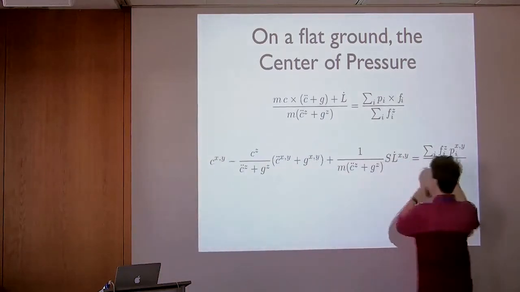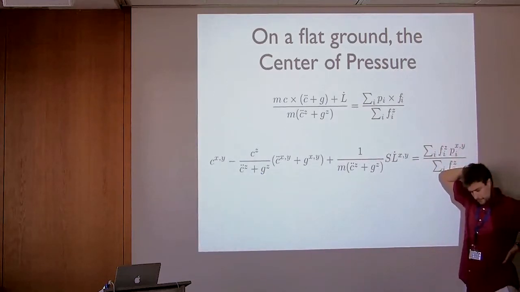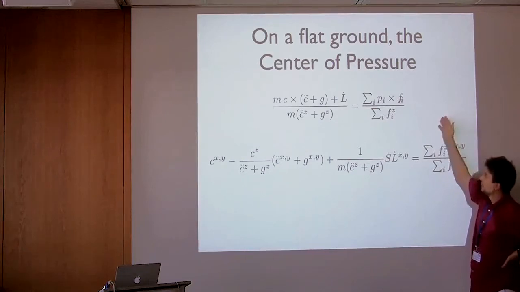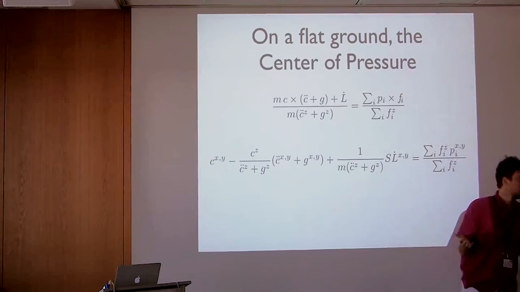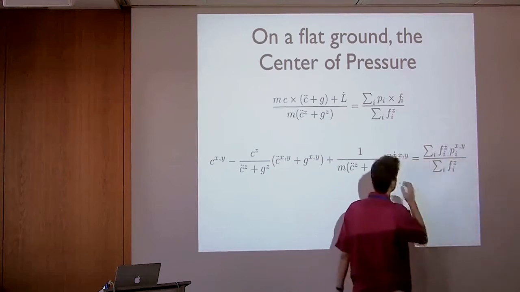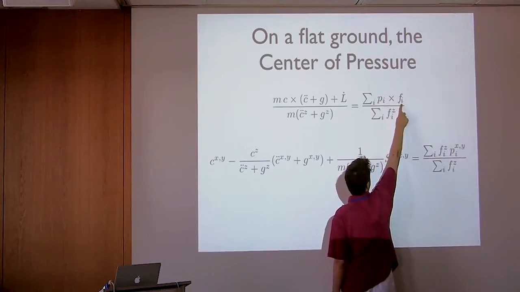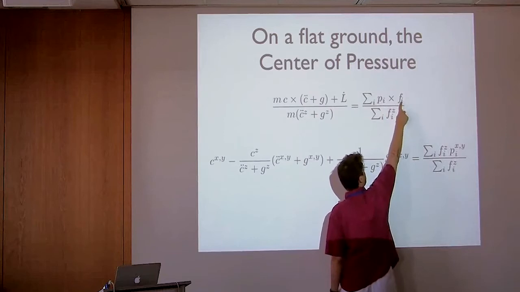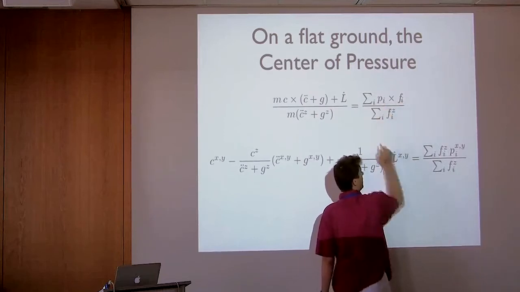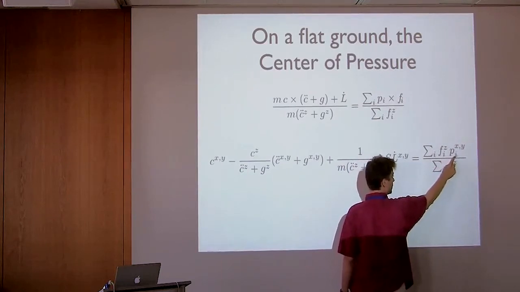And here, the important thing is that if I work on a flat ground, let me consider that the z coordinates of all the contact points are equal to zero. So p_i z is equal to zero. So here we'll have the z coordinates times the x and y coordinates, but that's zero. And then I have the z coordinates of the force times the x and y coordinates of the contact points.